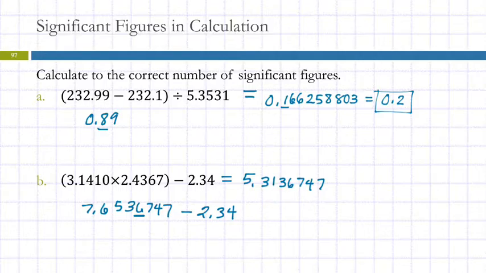And so I'm going to underline the second decimal place. And then when I round, the next digit is less than 5. And so this is going to be 5.31. Any questions? When you've got mixed operations, you have to look at the results separately.